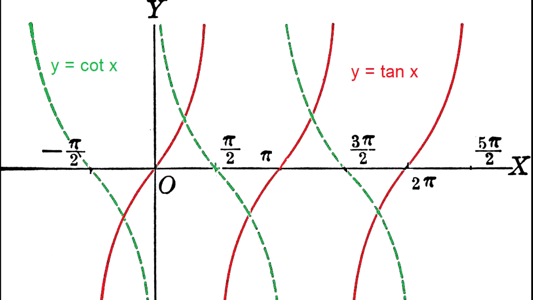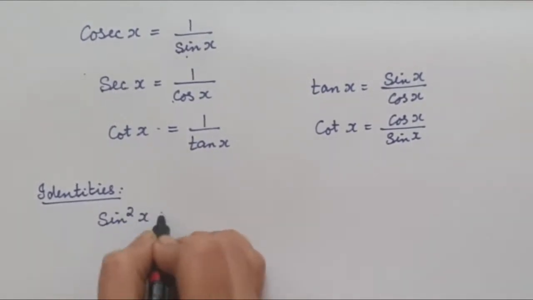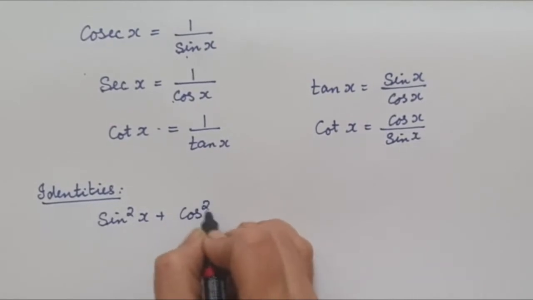In the same way, tan and cot are related with each other. The red graph is the graph of y equal to tan theta. And the green one, again we reflect it. When we reflect it, we get the green one as the graph of y equal to cot theta. In order to draw the graphs of cosecant, secant and cot, we just draw the graphs of sine, cos and tan and reflect them.